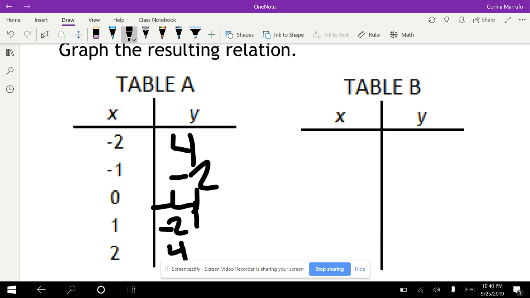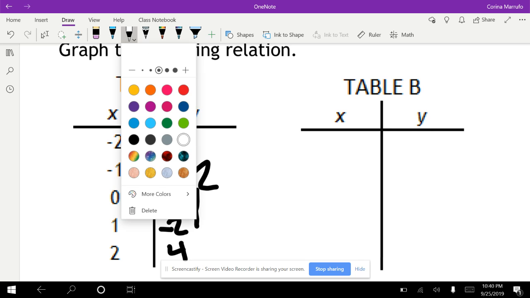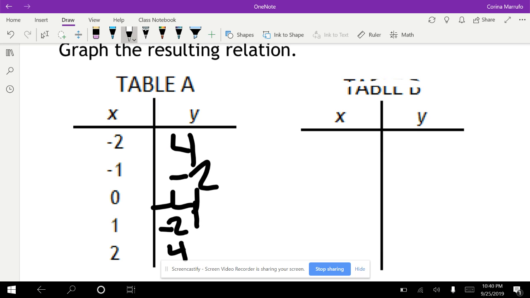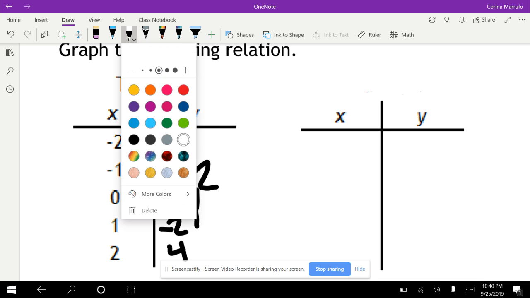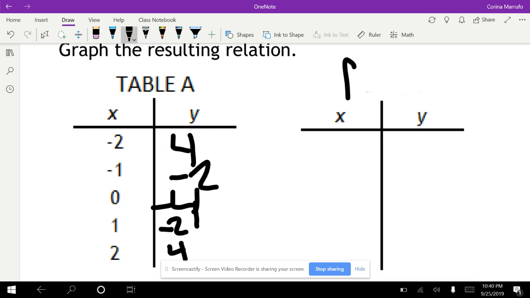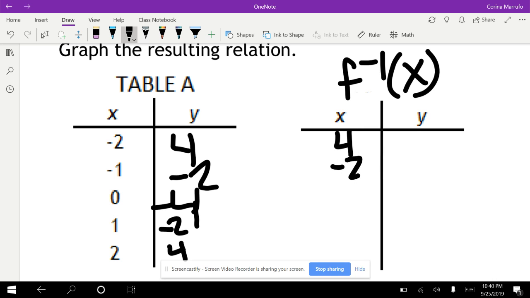So then your table B, and I don't like calling it table B, is going to be our inverse function. So I'm going to erase this here because I want to call this my inverse function. The symbol for inverse function is f with an exponent of -1. It's read f inverse of x. What we're going to do is swap the x and y values. My y values become my x values, and my x values become my y values.